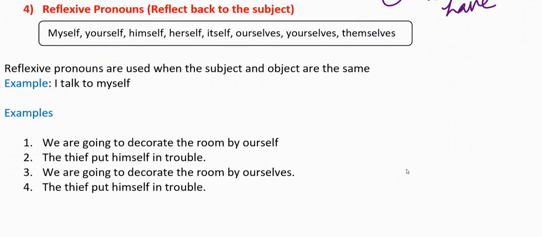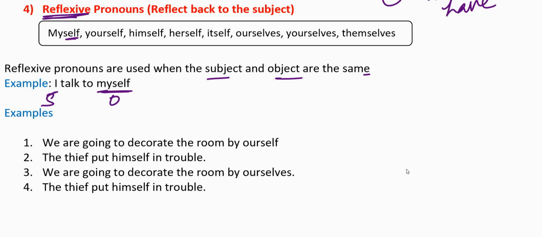Now reflexive pronouns are something which reflect back to the subject. The meaning of reflex is to act back. That is why we use self with the pronoun, because it is acting back again on the subject or reflecting back to the subject. Reflexive pronouns are used when the subject and object are the same. Here in this sentence, I talk to myself. I is the subject, and whom do I talk to? Myself. Hence, subject is the same and object is also the same. In such cases, you use reflexive pronouns.